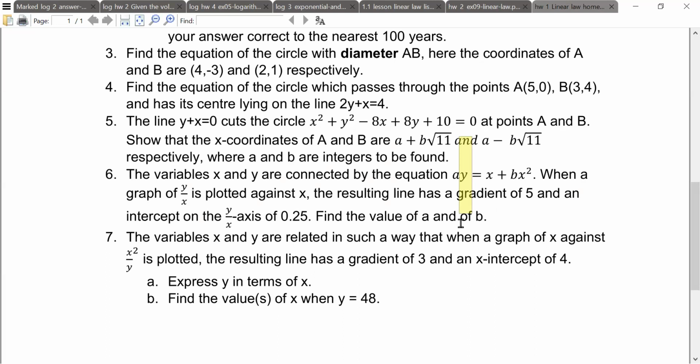We already went through like 15 different examples on how to convert into y equals mx plus c. Then they tell you the resulting line, capital Y equals m capital X plus c, will have a gradient of 5 and an intercept of 0.25, which means your little m and little c will become 5 and 0.25 respectively. Then from there, you have to solve for A and solve for B. You can go think about it. And question 7 is the same question, I just changed the numbers.